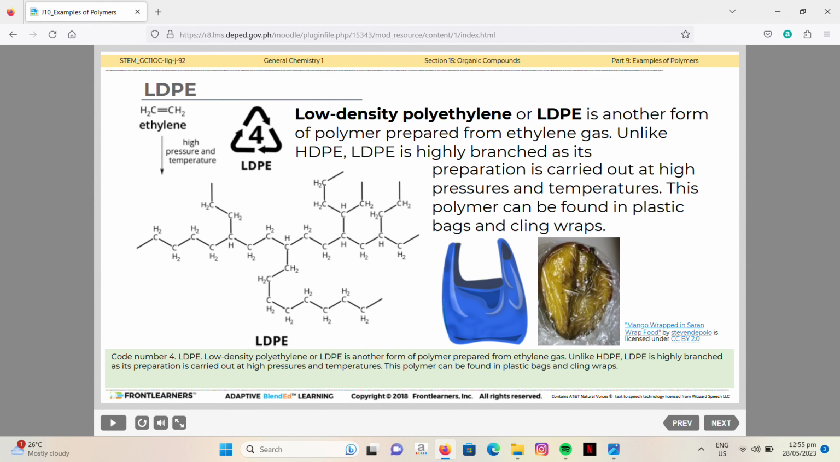Code number 4, LDPE. Low density polyethylene or LDPE is another form of polymer prepared from ethylene gas. Unlike HDPE, LDPE is highly branched as its preparation is carried out at high pressures and temperature. This polymer can be found in plastic bags and cling wraps.